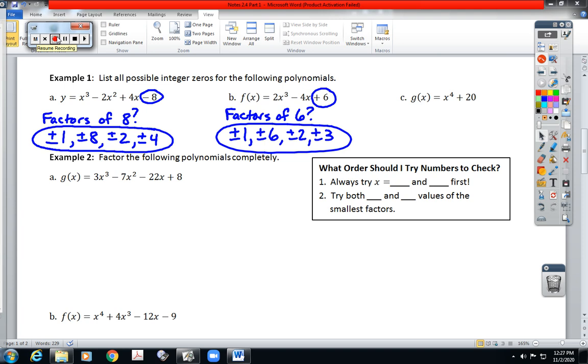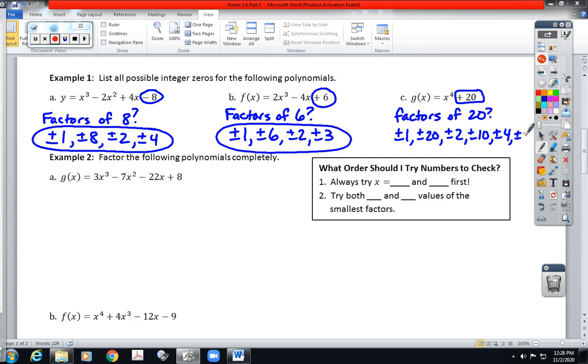Pause the video, try the third one, then resume the video. So on letter C, the constant term is 20, which means our answers are going to be the factors of 20. That would be 1, 20, 2, 10, 4, and 5. Those would be the possible zeros of this function, the possible integer zeros of this function.